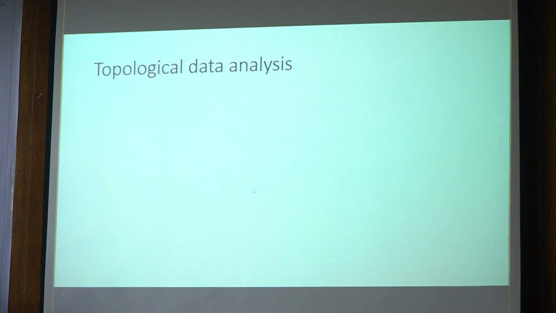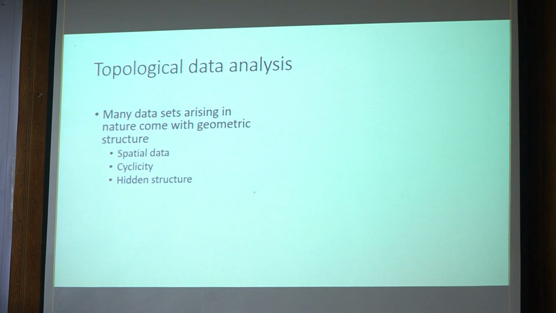Algebraic geometry, it's more algebraic topology, but there are some people in the audience also interested in algebraic topology, so I wanted to advertise also topological data analysis, which comes in the same circle of ideas. So the idea here is that many data sets in nature come with geometric structure. Spatial data might be geometric structure, cyclicity might be a geometric structure, but you might also have some hidden structure. That's maybe the most interesting, when you actually don't have geometric structure to start with, but your data actually reveals some kind of hidden structure.